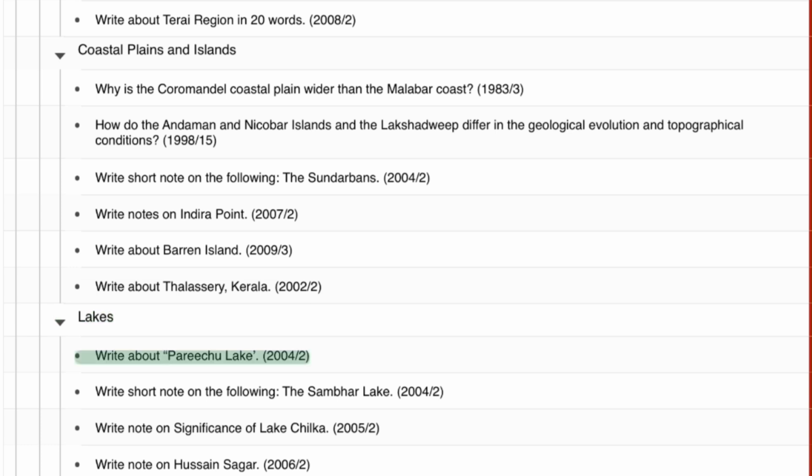Lakes. Write about Parichu Lake. 2004, 15 marks. Write a short note on the following: the Sambhar Lake. 2004, 15 marks. Write a note on significance of Lake Chilka.